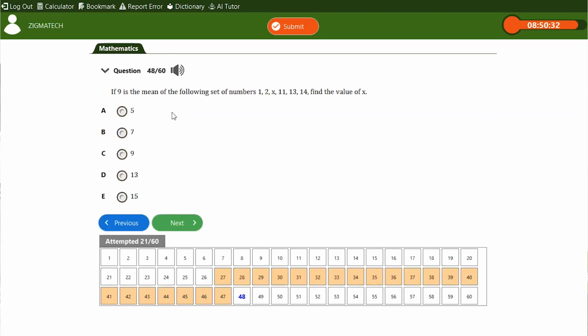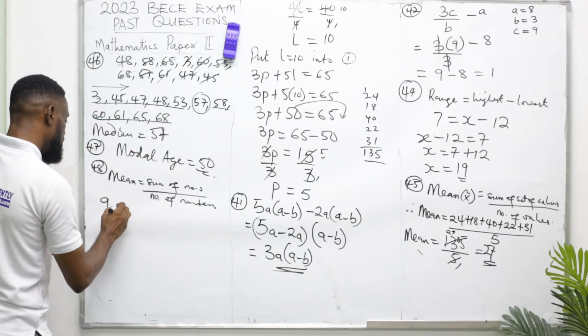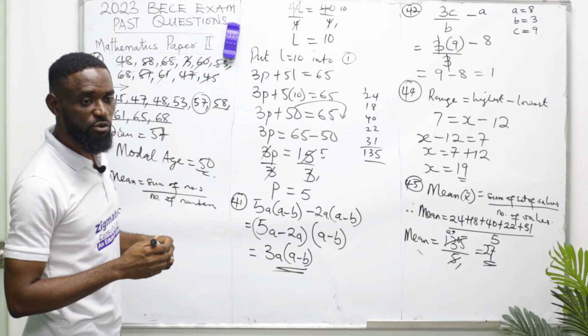48. 48 says, if 9 is the mean of the following set of numbers, find the value of x. So we have already known that mean equals the sum of numbers over the number of numbers, that is the number of the numbers that we have there, right? So they said, if 9 is the mean, so they have calculated this and given us the mean to be equal to 9.